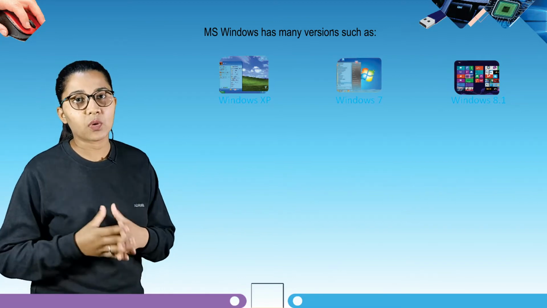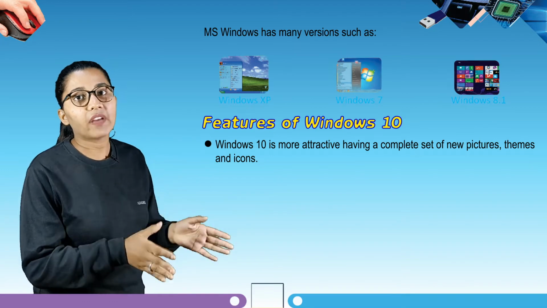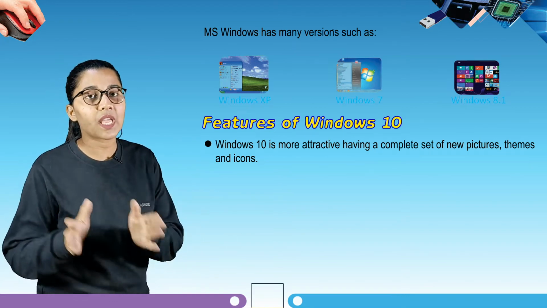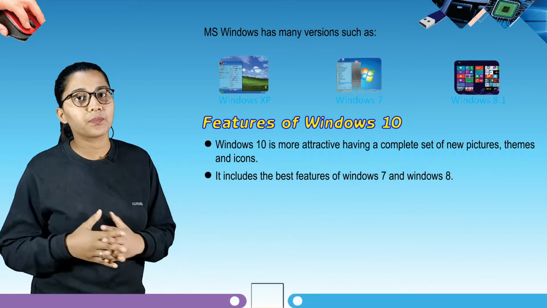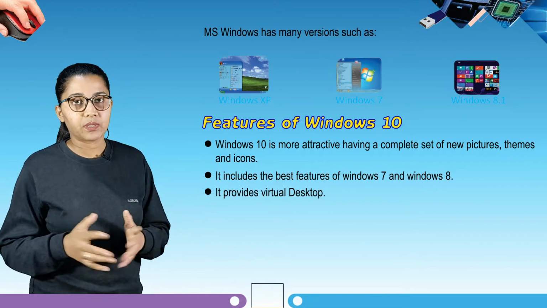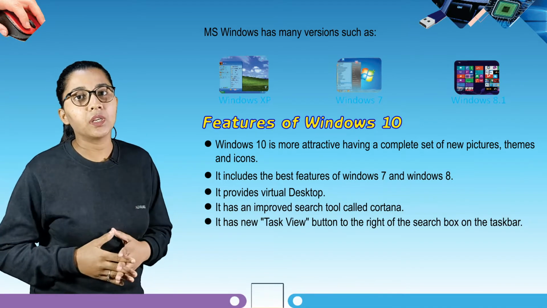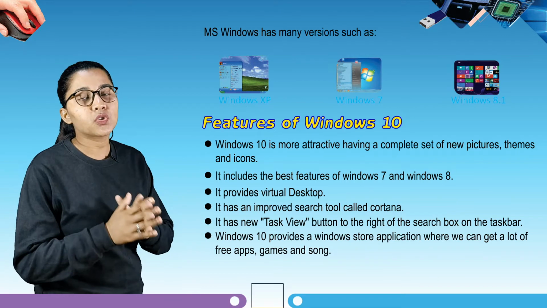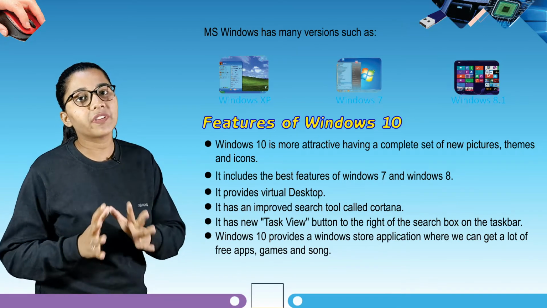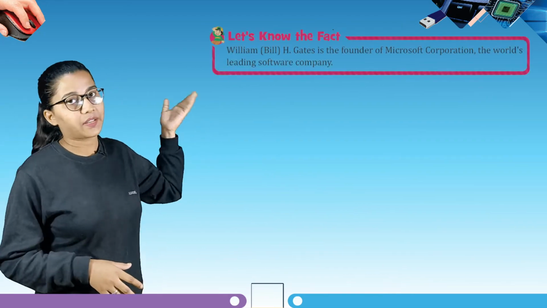So students, our next topic is features of Windows 10. Windows 10 is more attractive, having a complete set of new pictures, themes and icons. It includes the best features of Windows 7 and Windows 8. It provides virtual desktop. It has an improved search tool called Cortana. It has a new task view button to the right of the search box on the taskbar. Windows 10 provides a Windows Store application where we can get a lot of free apps, games, songs and universal apps.